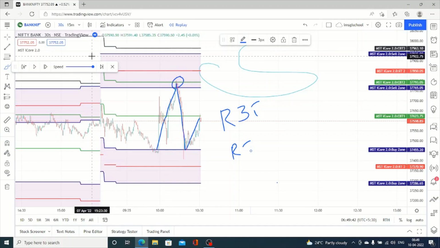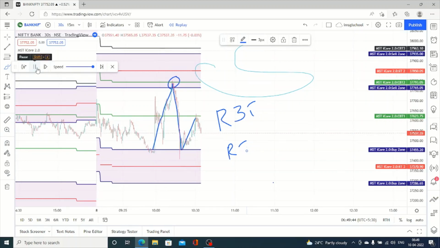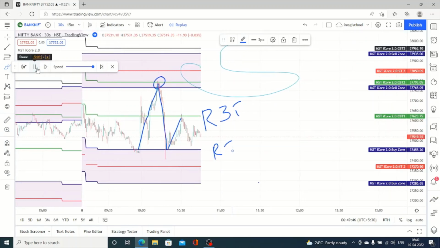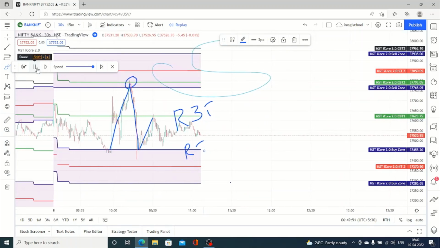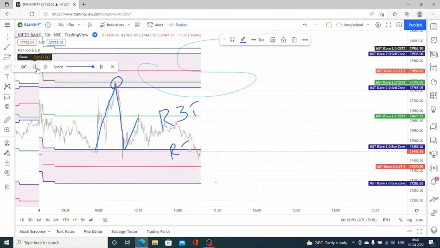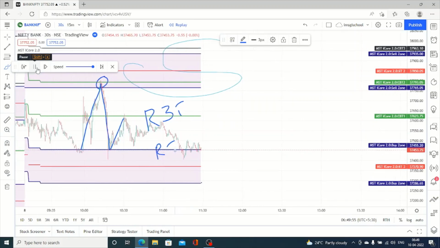Sir, I cannot afford this many points of loss because I'm trading in 1000 lots, I'm trading in 2000 lots. So I want to take only one trade a day. I don't want to go for the reverse trade also. Okay, see how the market is moving.